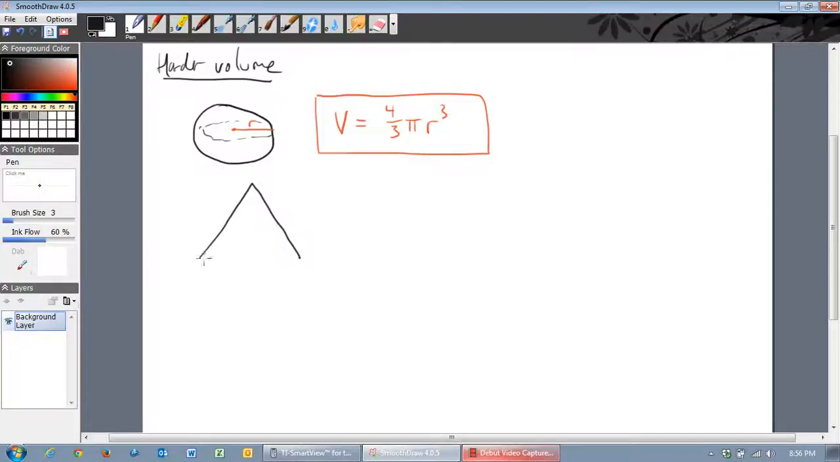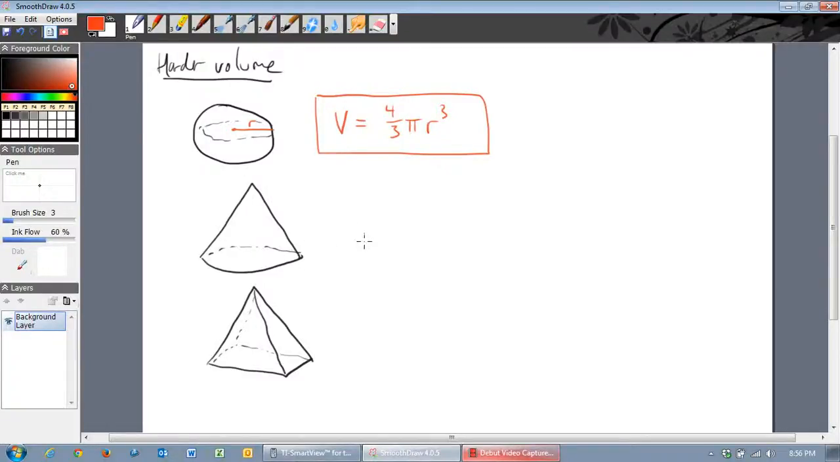pyramids. I have to do a cone first. Do a pyramid second because I'm not very good at drawing them. And then I'll do it. Is it going to be okay? I think so. Not too bad anyway. Good.